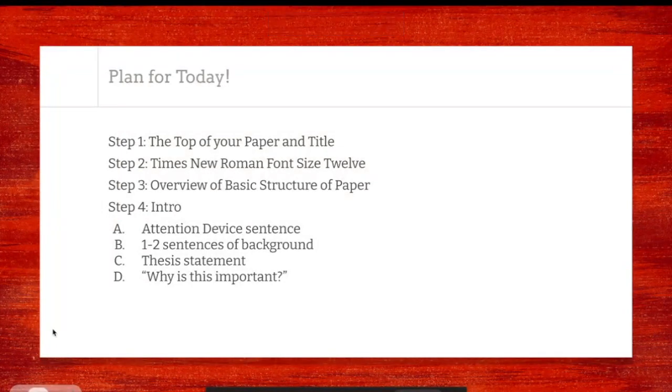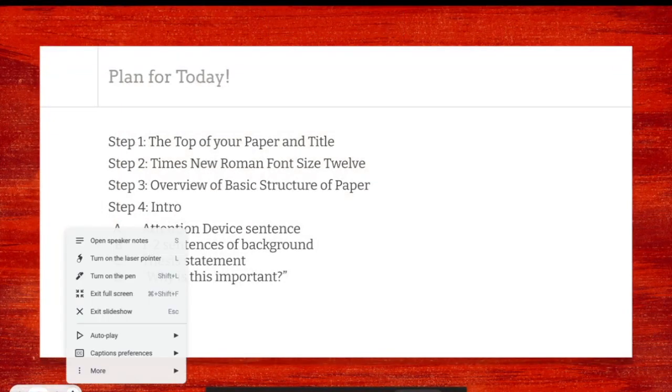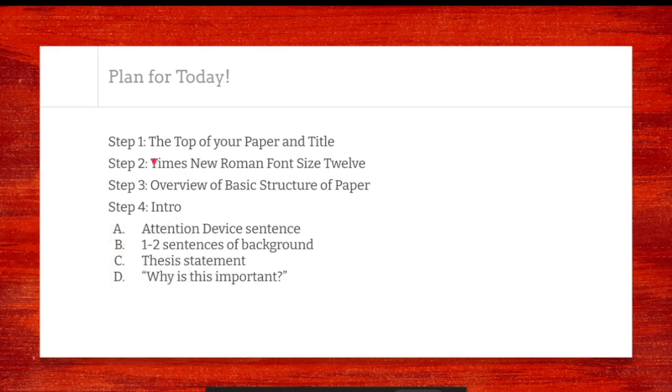So, plans for today. We're going to go through a few steps of how to write an essay paper. Step 1, we're going to talk about what should be on the top of your paper in the title. Step 2 will be Times New Roman font size 12. Step 3 will be an overview of basic structure of the paper. Step 4 will be your introduction. And in the introduction paragraph, we will talk about attention device sentences, 1 to 2 sentences of background information, what a thesis statement is, and why this is important. We'll talk about all of that stuff.